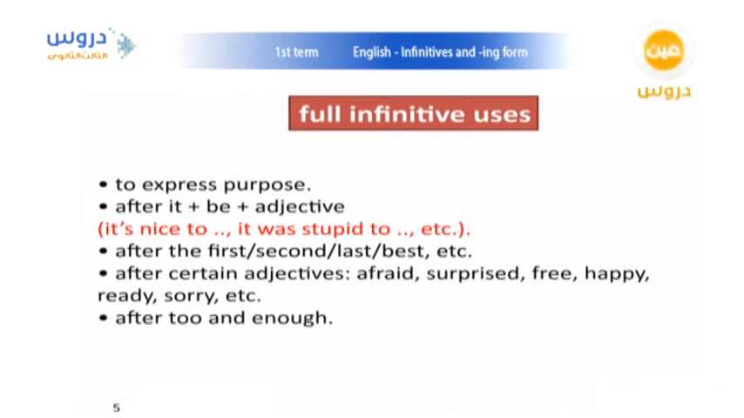For example, he put some flowers to give to his wife. Okay, so this is an example now. For the first infinitive use here, to give, we use the infinitive to express purposes. And here is an example. The second one, after it, plus be, plus an adjective. What is be, Maram or Noor? What is be?